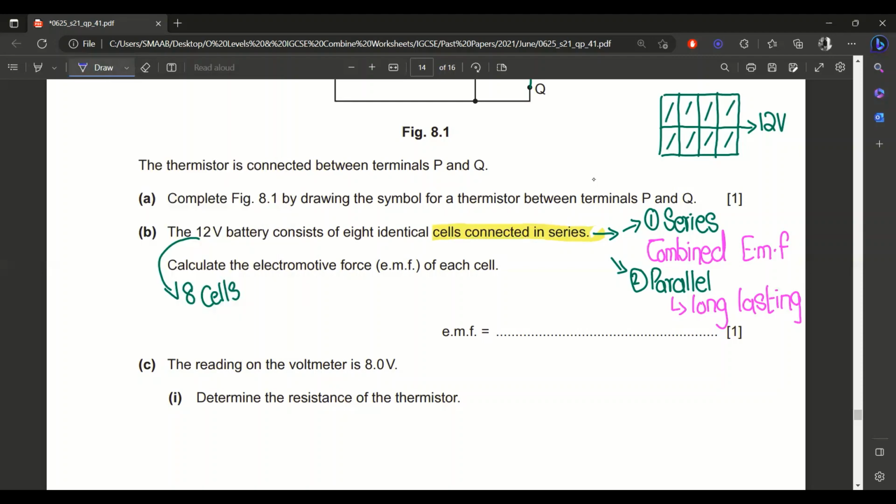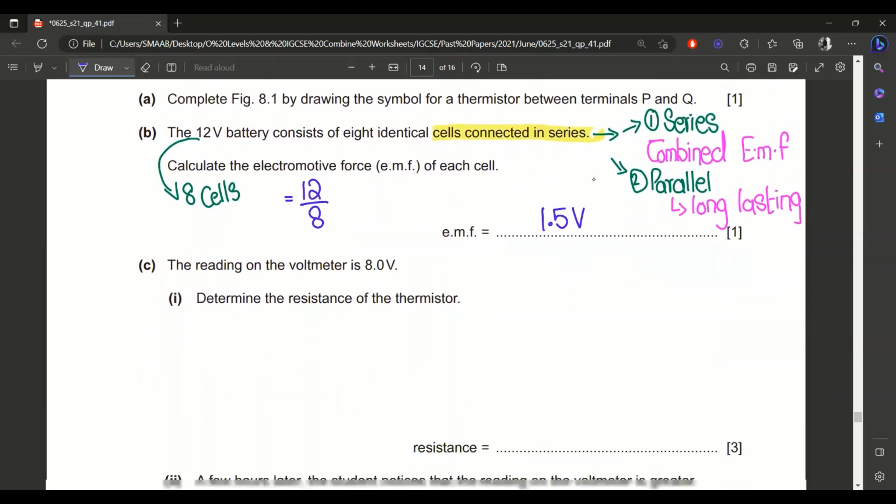12 divided by 8. Yes. So we need to divide 12 volt among all 8 cells which are connected in series. So the EMF of a single cell will be equal to 12 divided by 8. That will be equal to 1.5 volt, right? And the reading on the voltmeter is 8 volts. Determine the resistance of the thermistor.